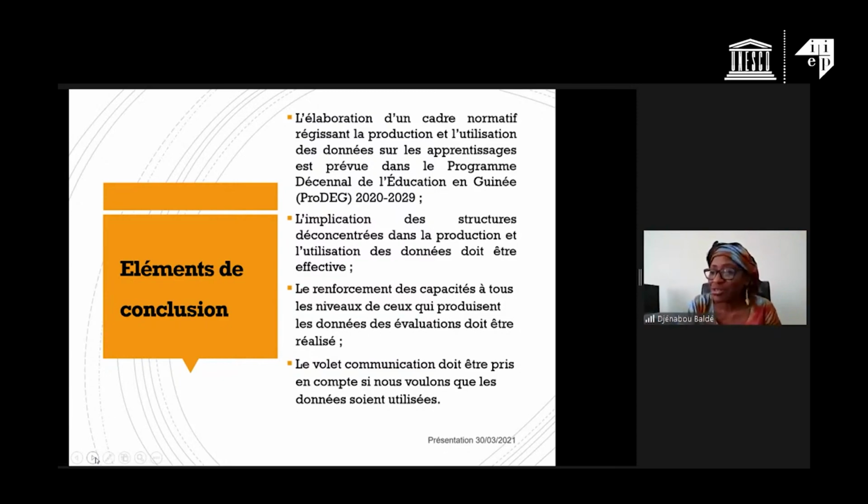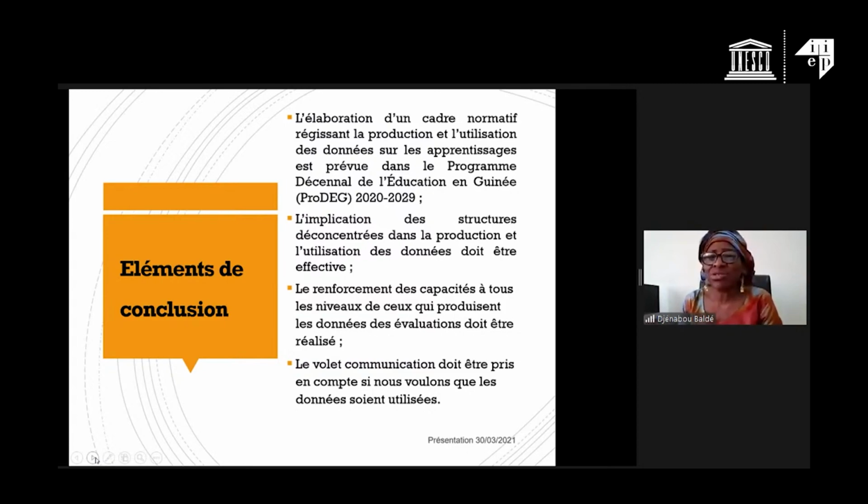Now, in my conclusion, first of all, I would like to stress the importance of developing a regulatory or normative framework on the production and use of learning data. This has been planned in the 10-year education program in Guinea, the 2020-2029 10-year program. So this would be a reference document. We must also ensure that the devolved structures are involved in the production and use of learning data. If you really want to talk about the use of learning data, which is not the case currently, I really think capacity building must be done.